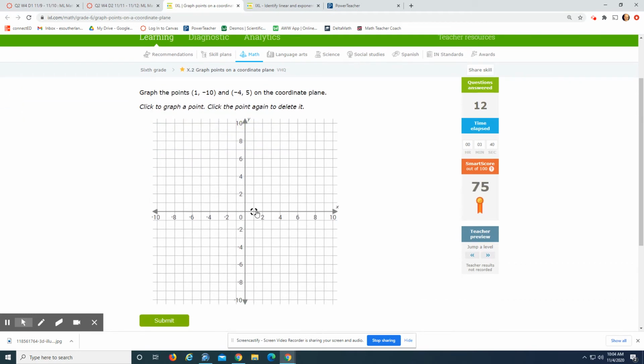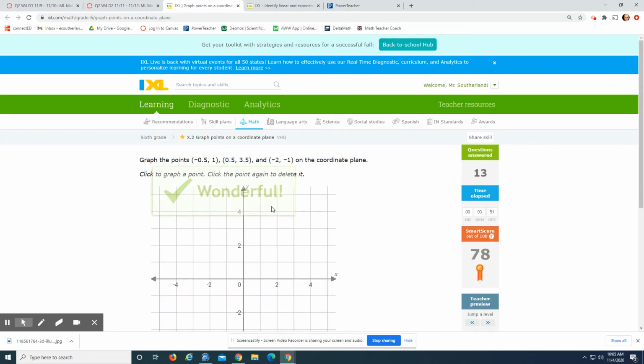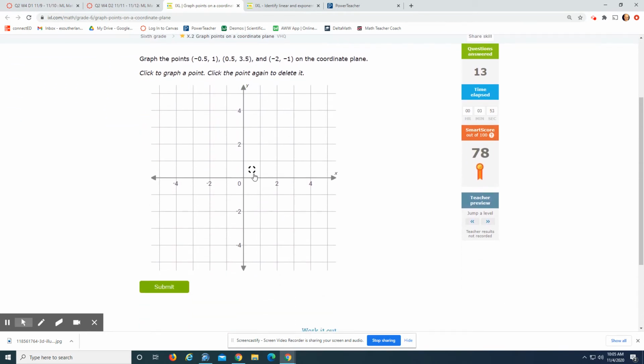1, -10, so 1's here. -10 would be down, so there we go. -4, +5, -4's this way, +5's that way. And then -0.5 would be here. 1 would be up to 1. 0.5, 3.5, so 0.5 is right there. There's 3, 3.5. -2, -1.